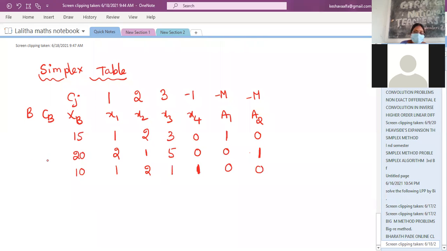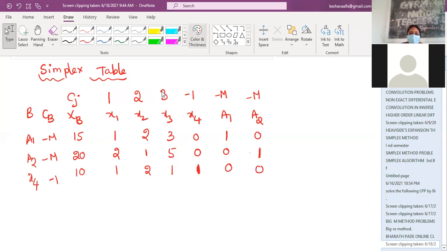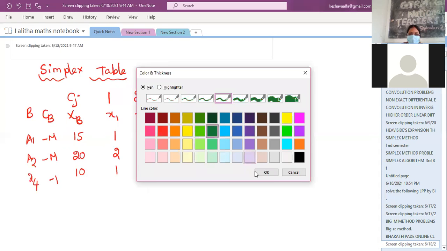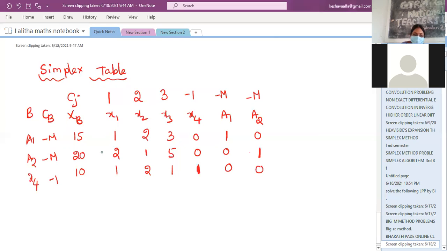So the basic variables are a1, a2 and x4. The cost of a1 is minus M, a2 is minus M, and the cost of x4 is minus 1. This is the first table in the simplex steps. Now calculate the Zj and delta j values. How to calculate Zj?